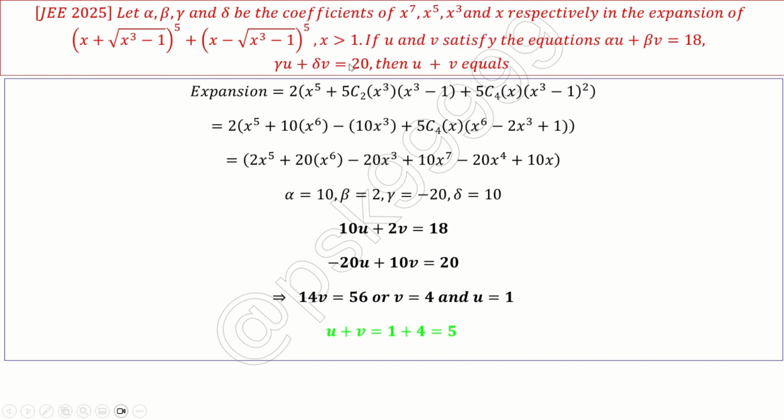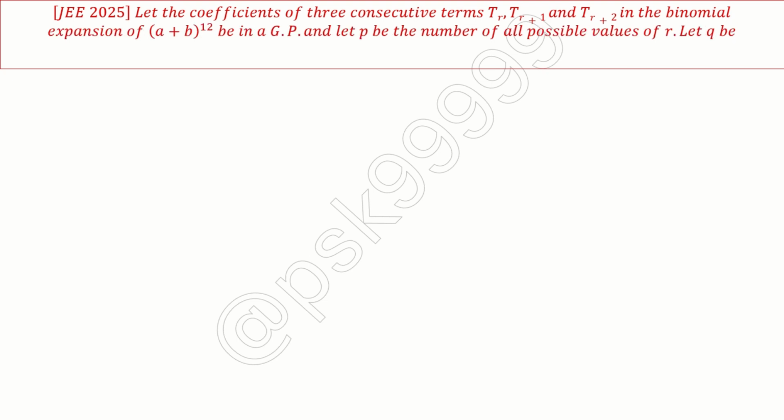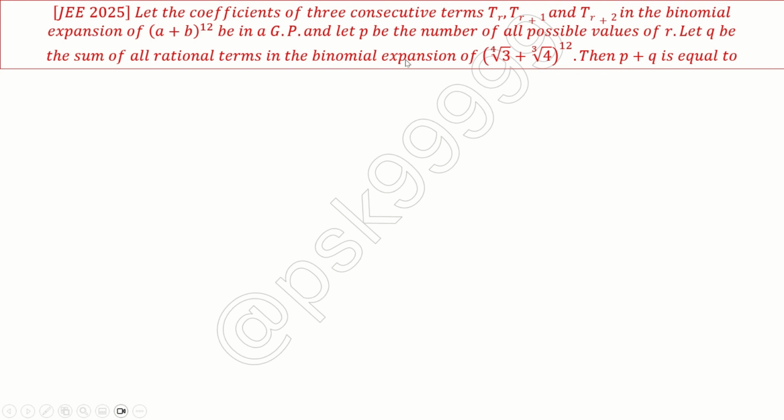Okay. Next. Let the coefficients of the 3 consecutive terms Tr, Tr plus 1 and Tr plus 2 in the binomial expansion of (a plus b) whole to the power of 12 be in a GP, geometric progression. Let p be the number of all possible values of r. All possible values of r I need to get from this expression. Then the second one: let q be the sum of all rational terms of the binomial expansion of (4th root of 3 plus cube root of 4) whole to the power of 12, then what is the value of p plus q? There are 2 independent problems in this. Solve both of them. The first one's answer is p, the second one is q, just sum it.